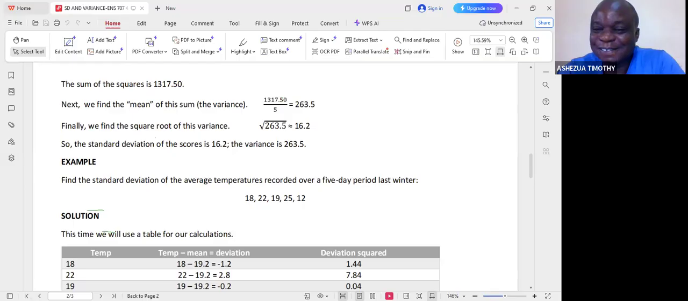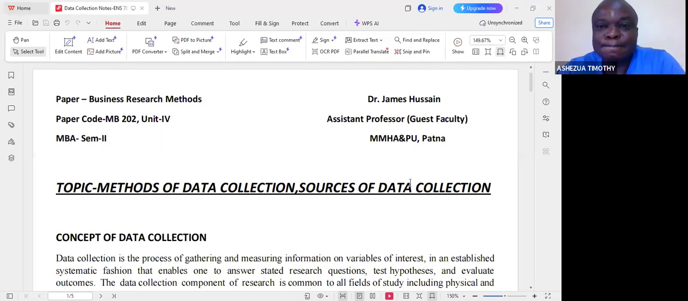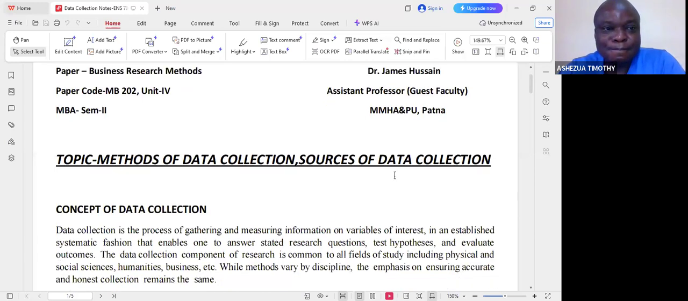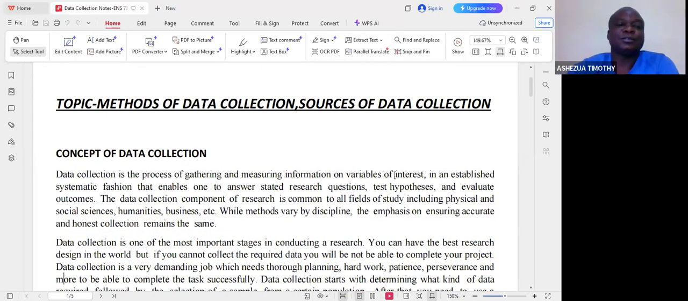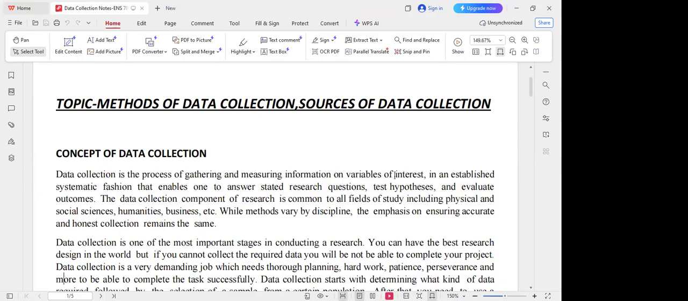So let's look at data collection. Methods of data collection, sources of data collection. Have we done this? I don't think so. No, we have not done it, Doctor. No, sir, we haven't. So data collection.